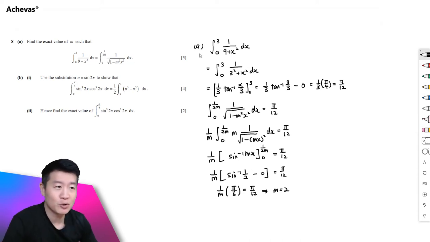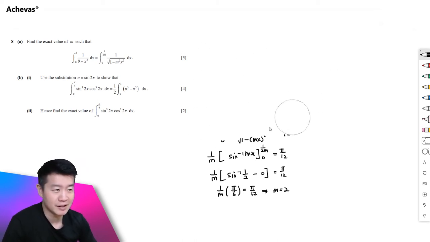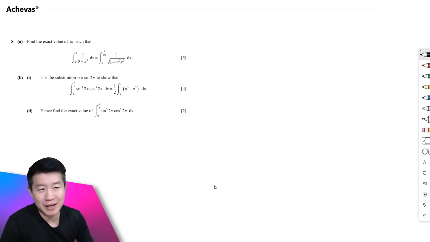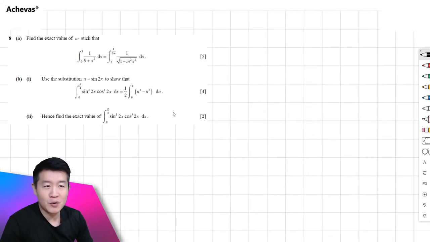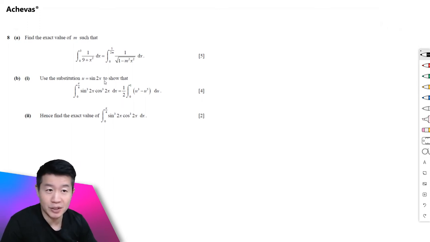For B, let me show you guys something that is probably a little bit different, but I think it is potentially easier for some of you. It really depends, because in order to do this substitution, most people should be using the triangle. The triangle is used in order for us to replace cosine 2x, because we are given u is equal to sine 2x.